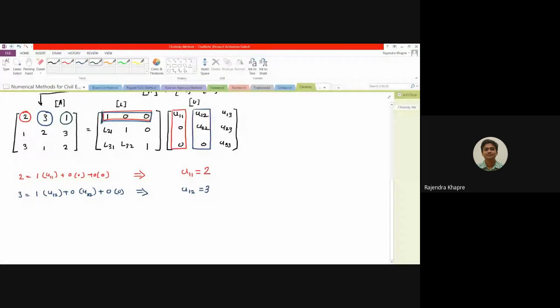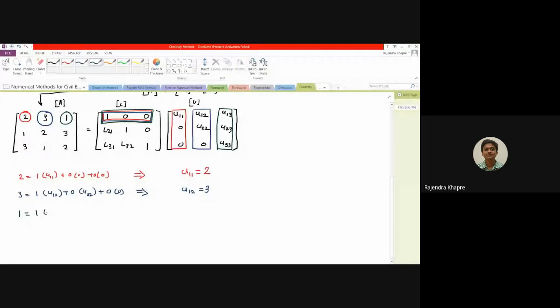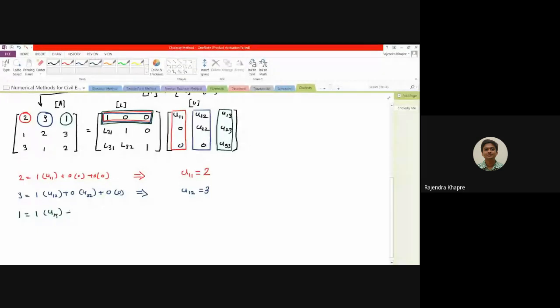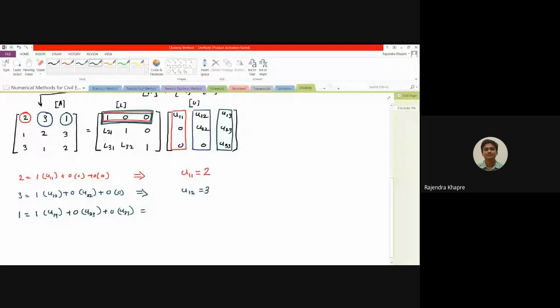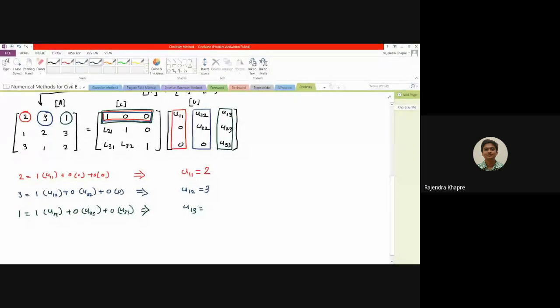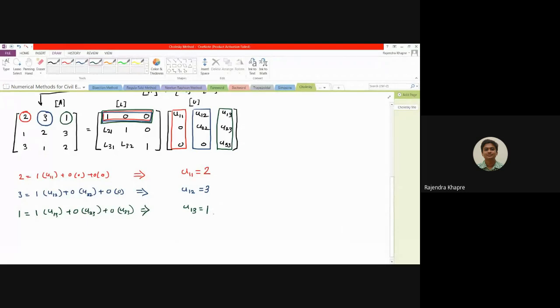Then I'll be using the another term which is shown in green color. So now if I use this, so this multiplied by, now you will have this particular column. Okay, so this 1 can be calculated as 1 into u13, okay, plus 0 into u23 plus 0 into u33. So if you solve this, you should get the value of u13 only. कितना आएगा ये? 1.